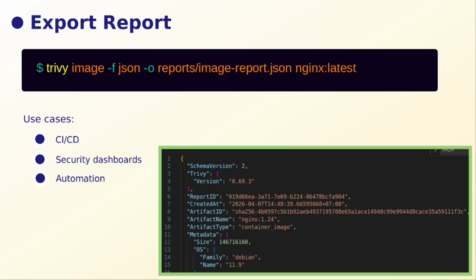This is very useful in real-world scenarios. First, inside a CI/CD pipeline, we can automatically scan every build. If a critical issue is found, the pipeline can fail. Second, in a security dashboard, we can visualize vulnerabilities across systems. Third, for automation, we can write scripts to analyze or filter results. So instead of manually checking results, we can automate everything.